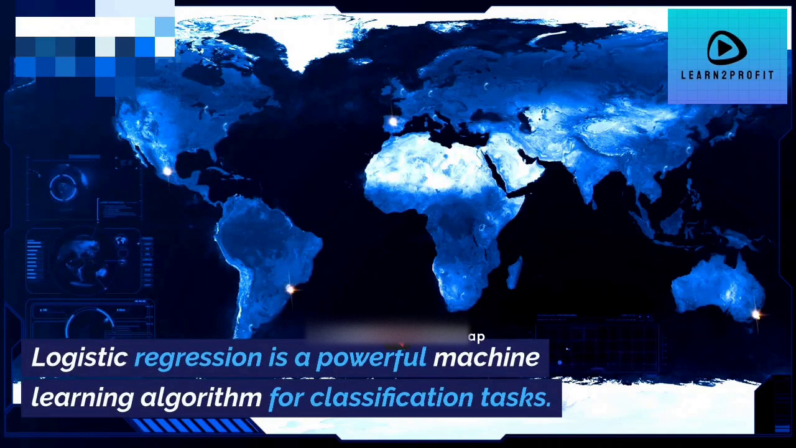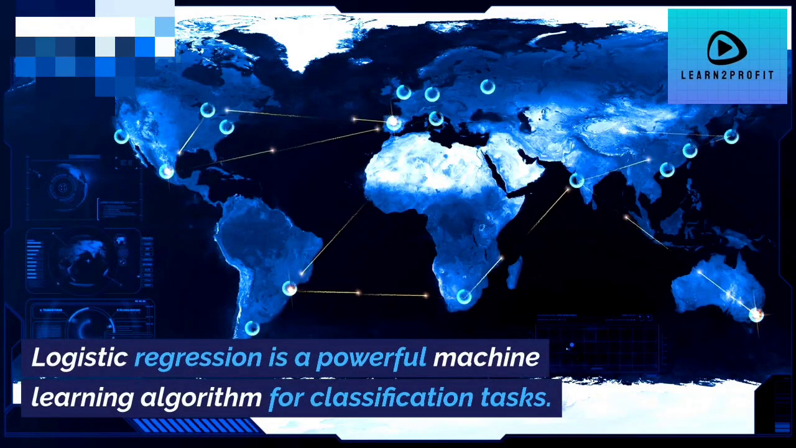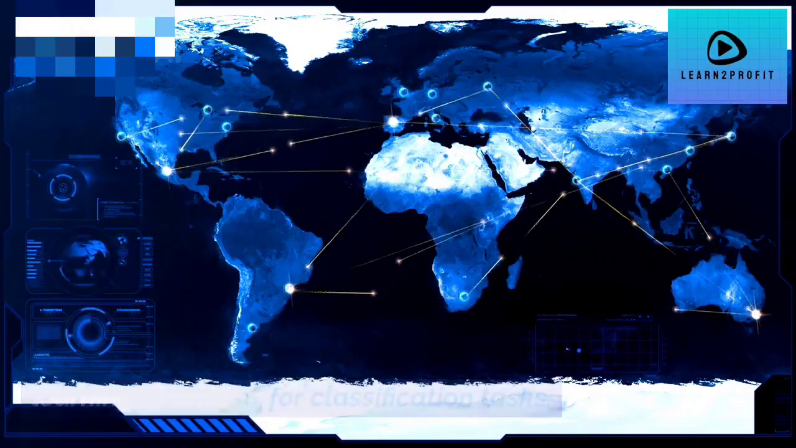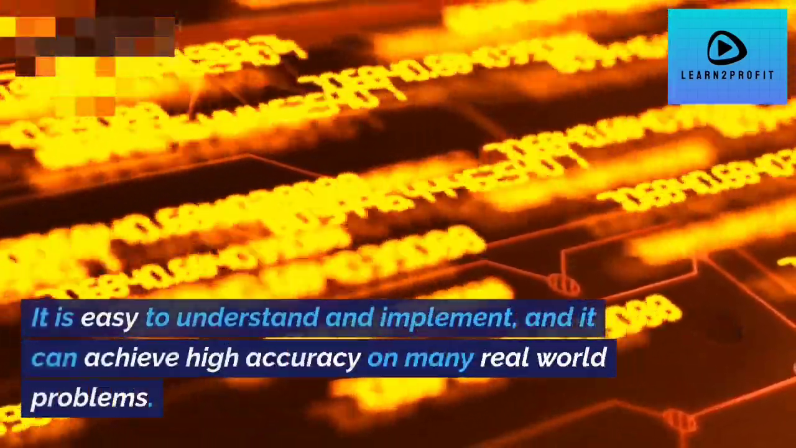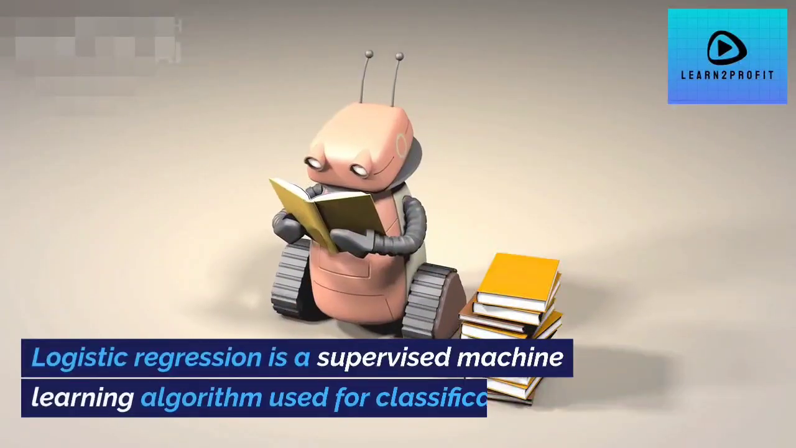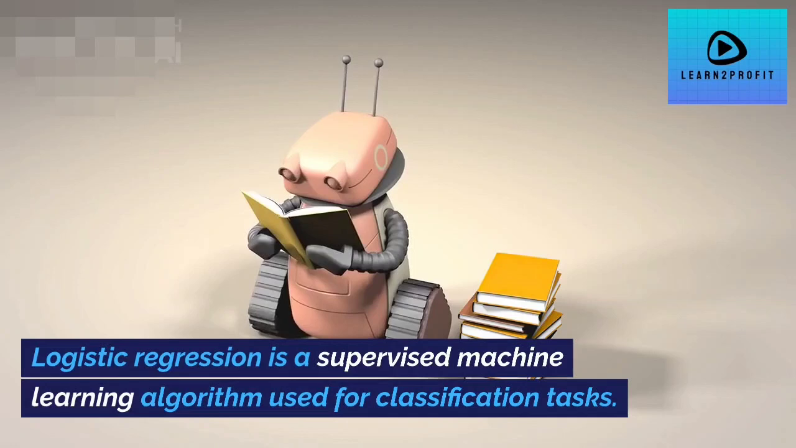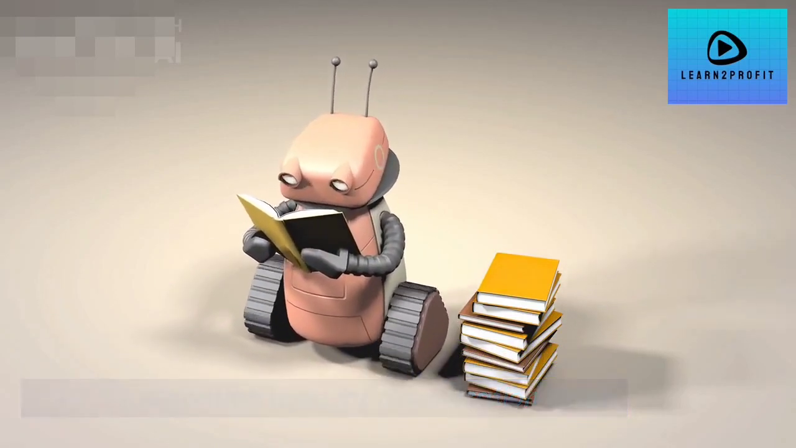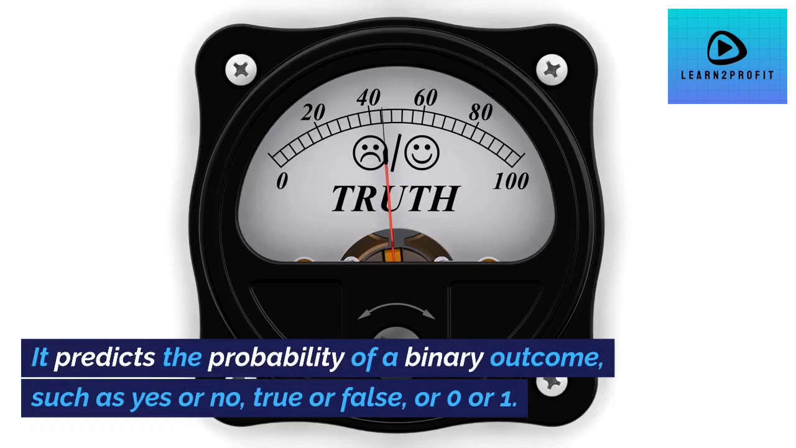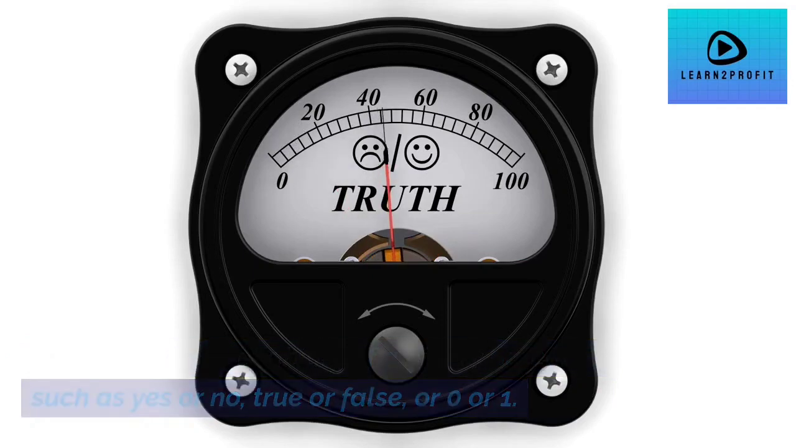Logistic regression is a powerful machine learning algorithm for classification tasks. It is easy to understand and implement, and it can achieve high accuracy on many real-world problems. Logistic regression is a supervised machine learning algorithm used for classification tasks. It predicts the probability of a binary outcome, such as yes or no, true or false, or 0 or 1.